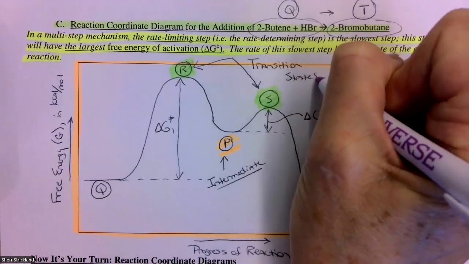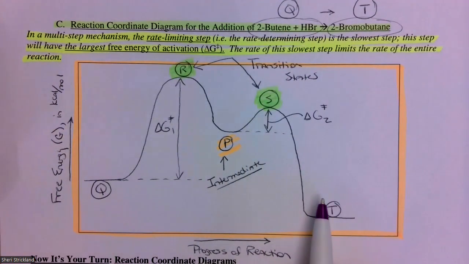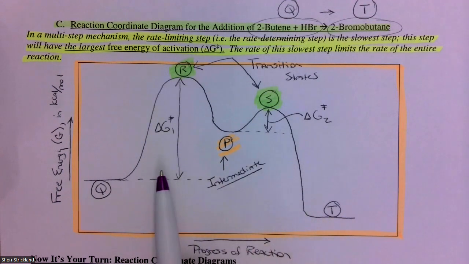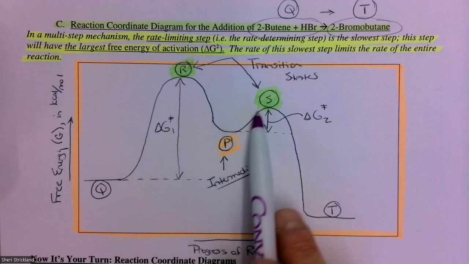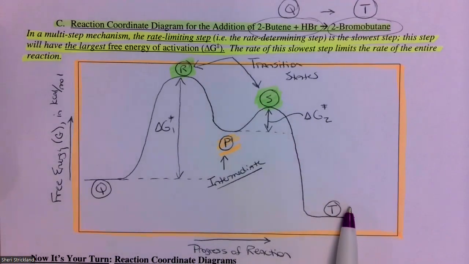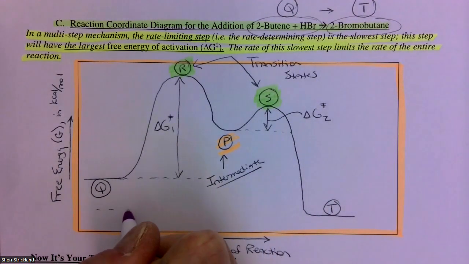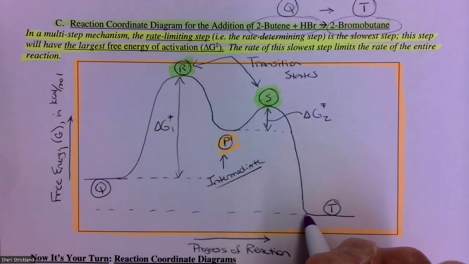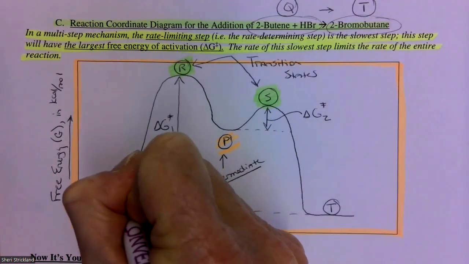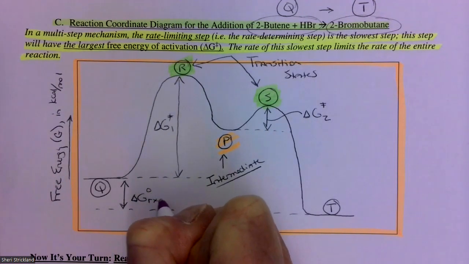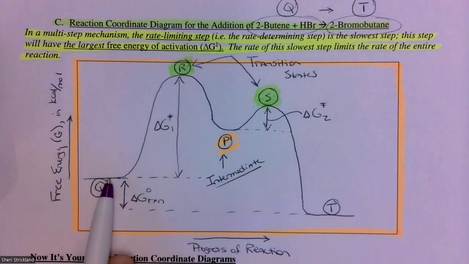And when you look at the total of all the steps of a mechanism, the number of steps is one more than the number of intermediates, because the product of the second step is the final product. Okay, and then I'm just going to put the free energy change for the entire reaction. Between the original reactants and the final products, it's always the difference in energy between here, where the original reactants are, and here, where the final products are. It doesn't have anything to do with what's going on up here.